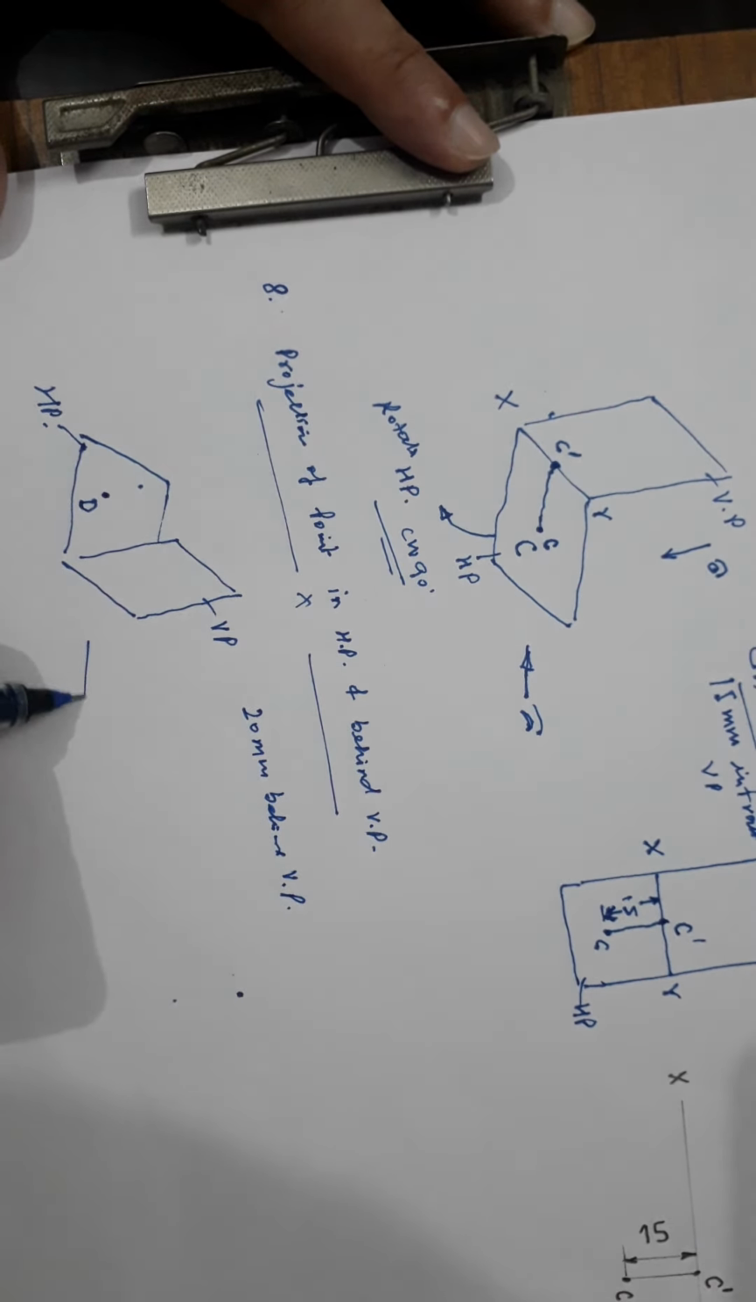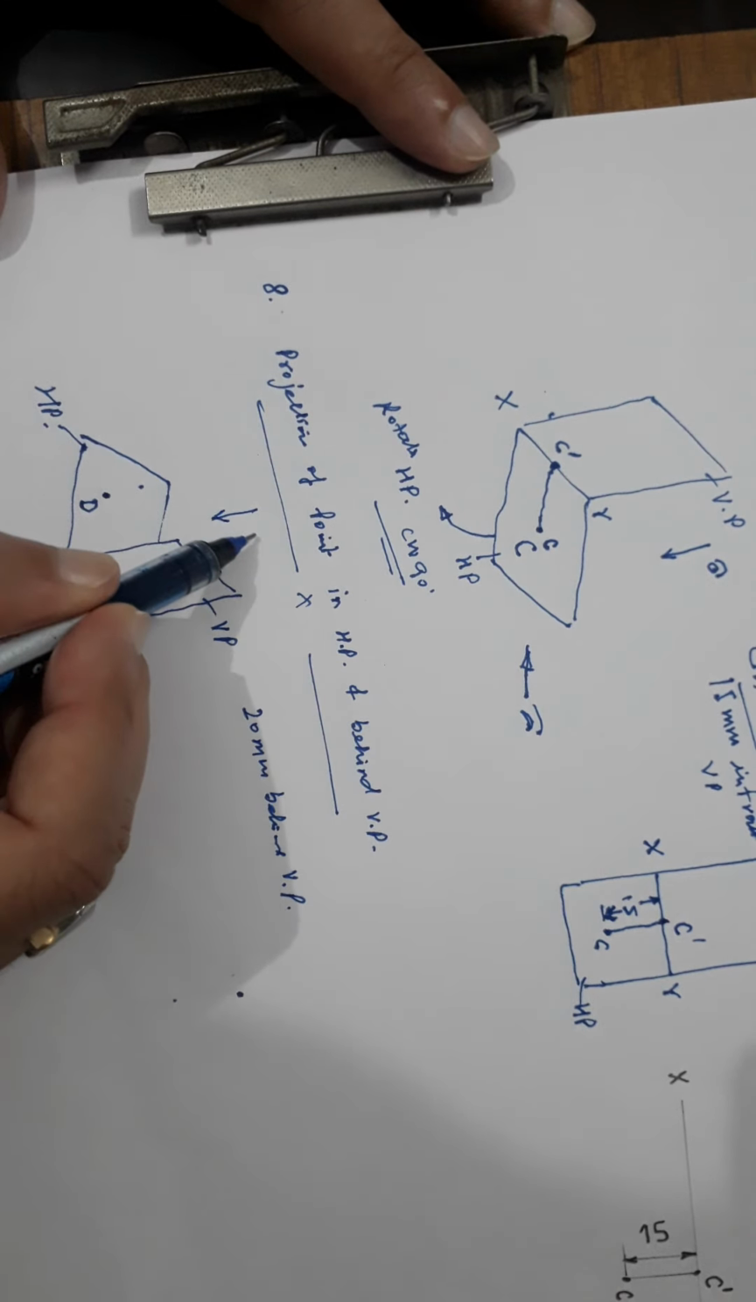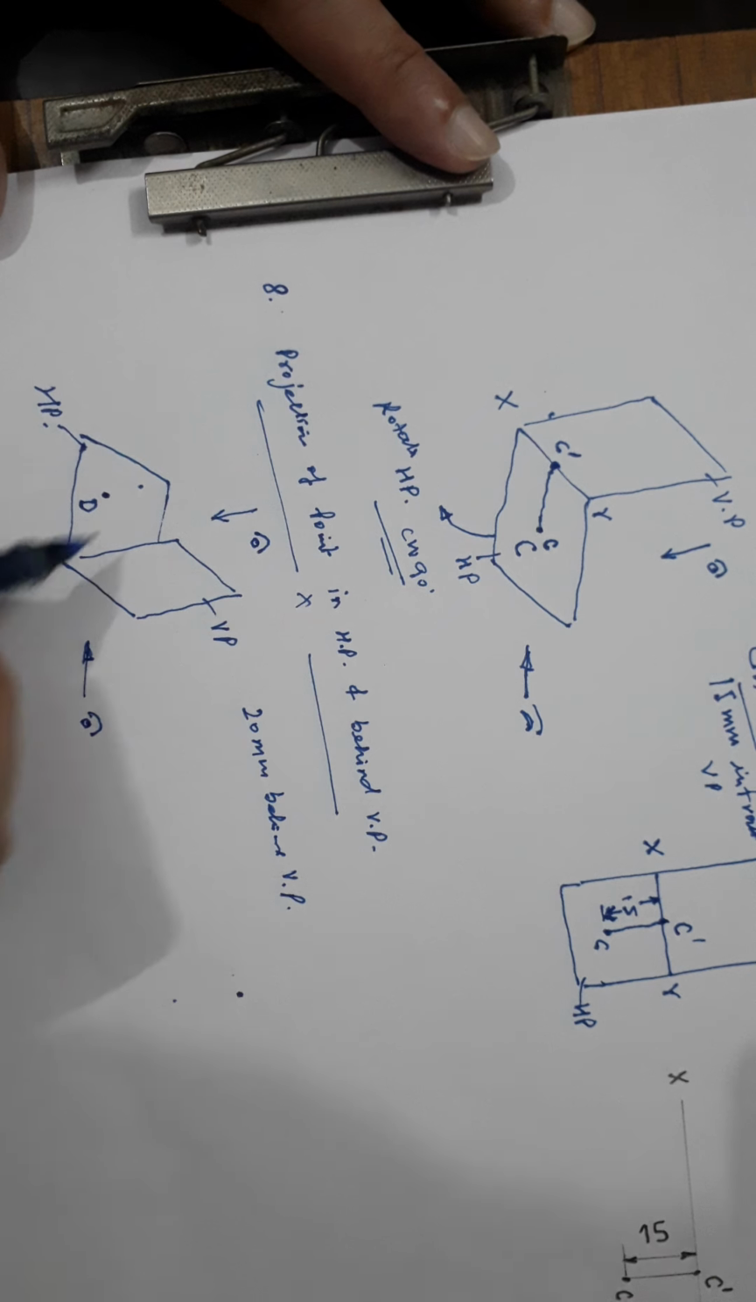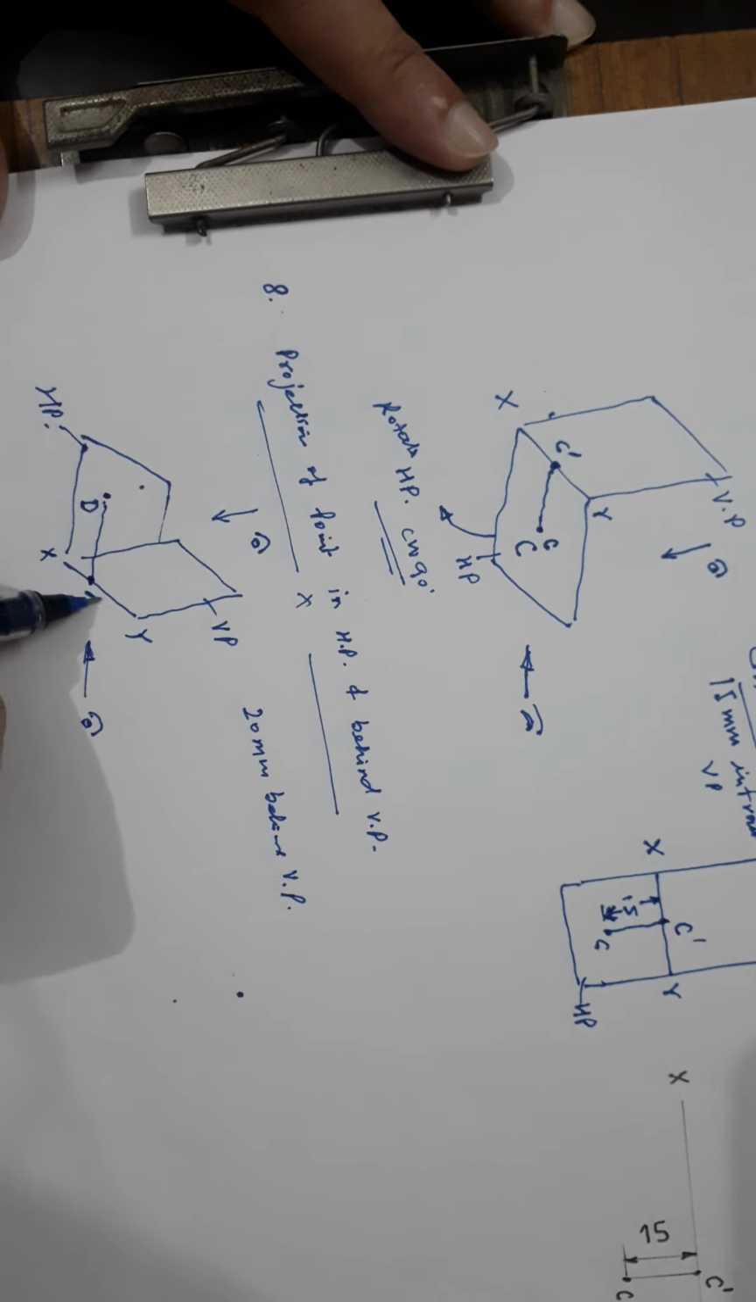Okay, now you have to see here for the front view, again as per the rule you have to see it from here, the front view. And for the top view we have to see it from here. Now you can see the front view. When you see it from here, it will be lying on XY. So this is XY line. So when you project it on the front view, it will be D dash.